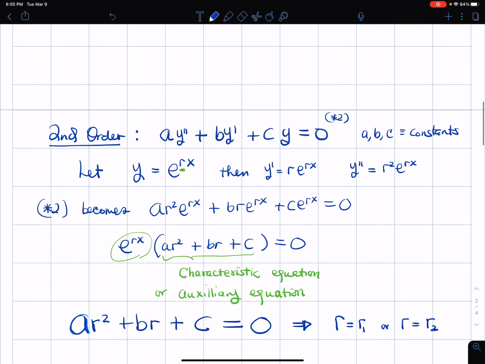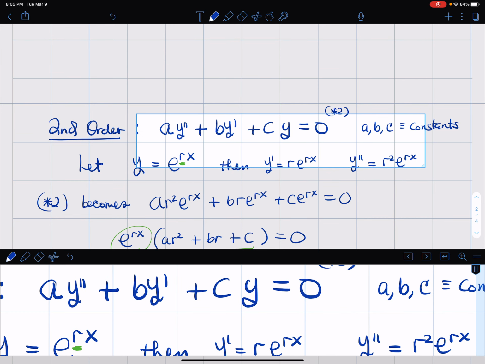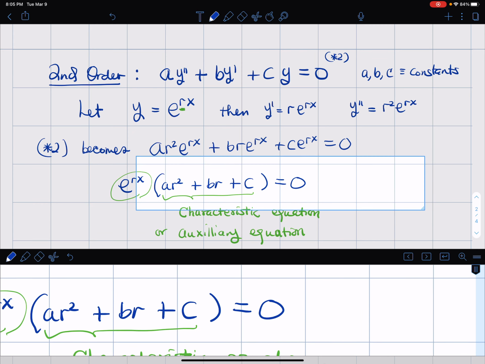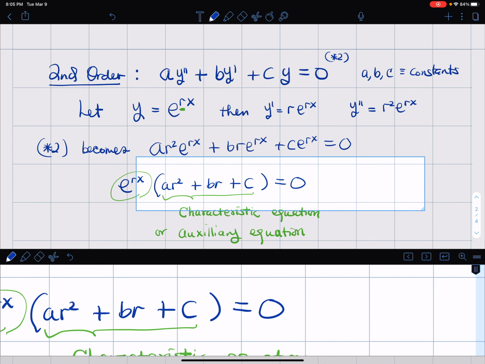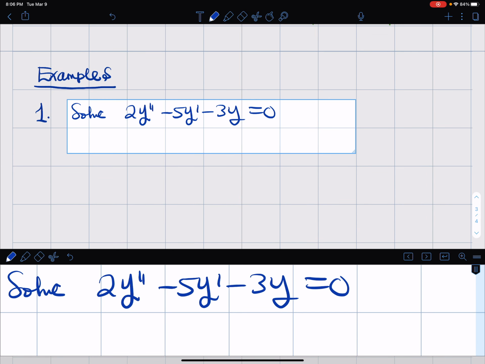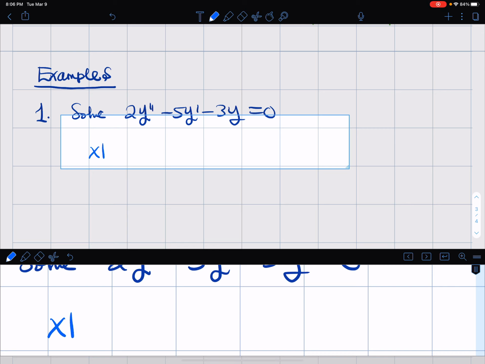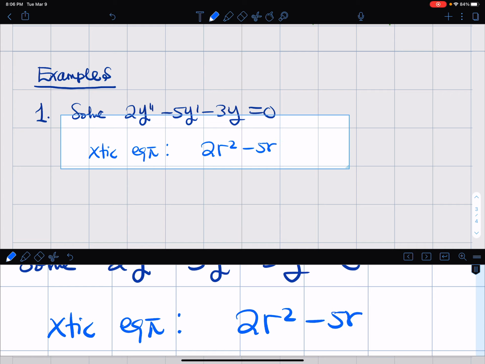Okay, now let's look at this. When we have ay double prime plus by prime plus cy equals 0, our characteristic equation is ar squared plus br plus c. So for 2y double prime minus 5y prime minus 3y, our characteristic equation is going to be 2r squared minus 5r minus 3 is equal to 0. We're going to solve that quadratic equation.